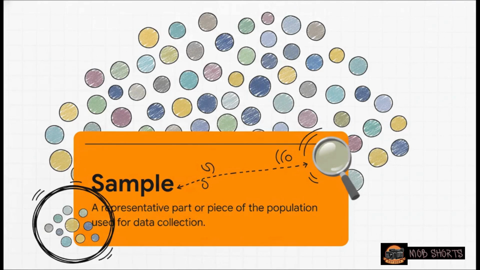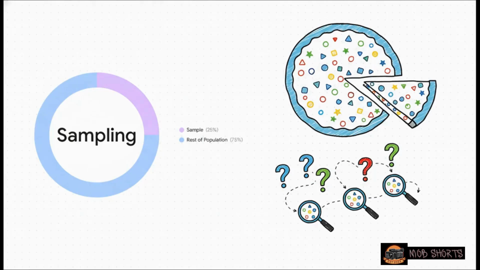Since we can't ask everyone in the population, we pick a smaller group from inside it. We call this a sample. And the single most important word to remember about your sample is that it must be representative. Yeah, this picture shows it perfectly. The sample is just one slice of the whole pie. And if you want your conclusions about the whole pie to be correct, then that little slice has to look and taste just like the rest of the pie. It has to have all the same ingredients in the same proportions.